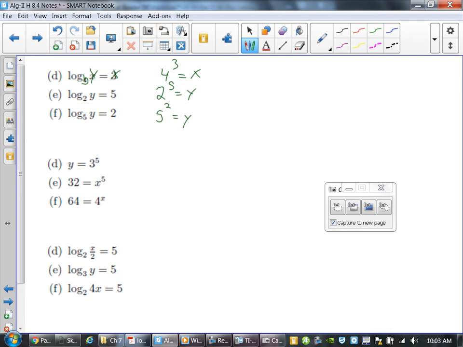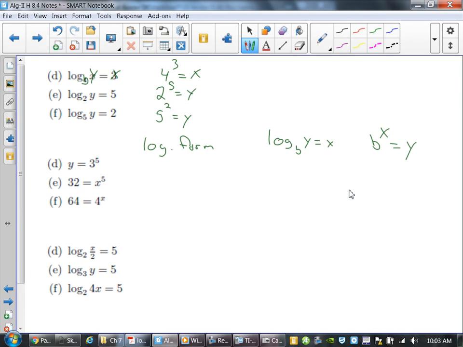The next one is ones we haven't tried yet. Rewriting to log form. So what you want to remember is that log base b of y is x, so b to the x is y. You always want to keep in mind the equivalent forms going back and forth. So if it's 3 to the 5th is y, what's my base? 3.